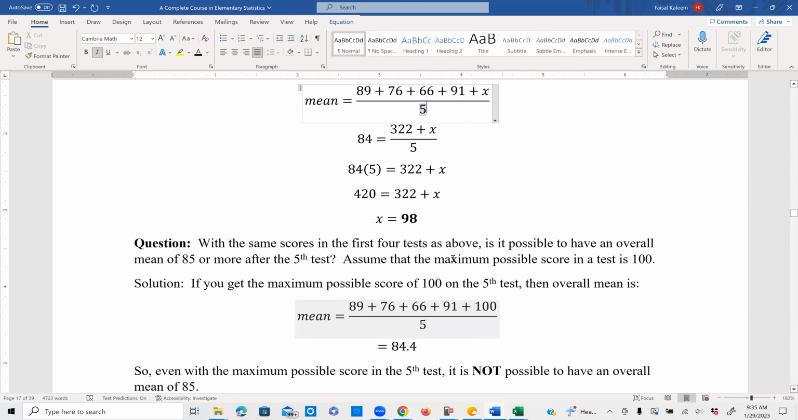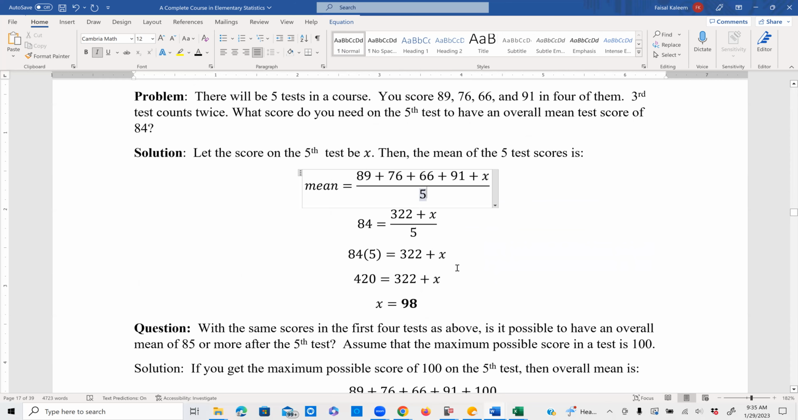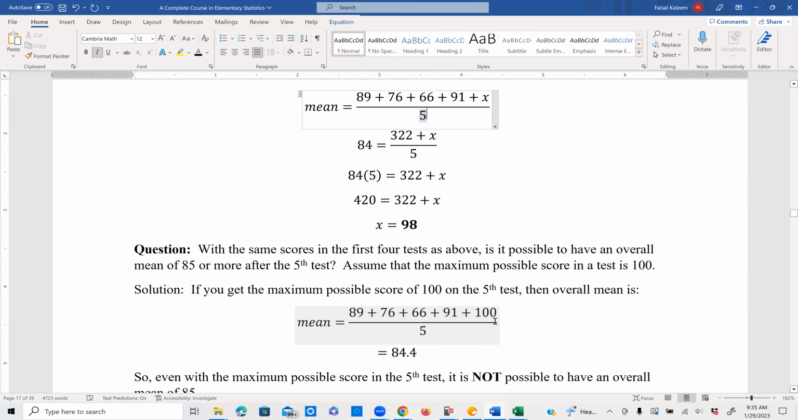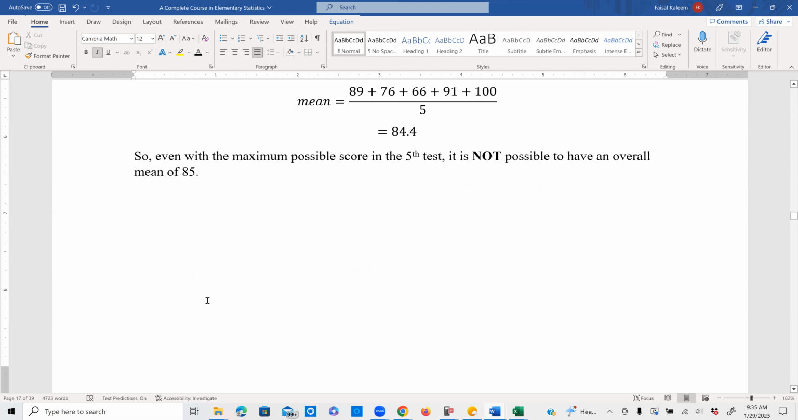Question: with the same scores in the first 4 tests as above, is it possible to have an overall mean of 85 or more with the 5th test? Assume the maximum possible score is 100. So let's say you get the maximum possible score in the 5th test, and then you again average out the 5 tests, so you get 84.4. So even with the maximum score in the 5th test, you're getting only 84.4 as an average, so you cannot have an average of 85 or more.